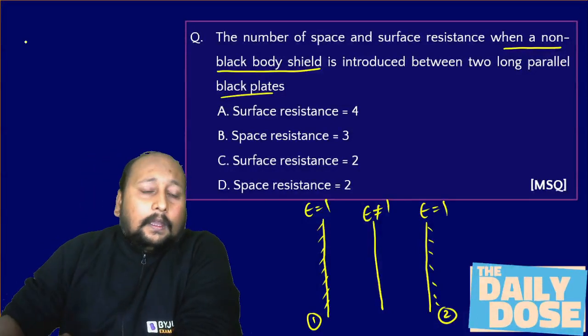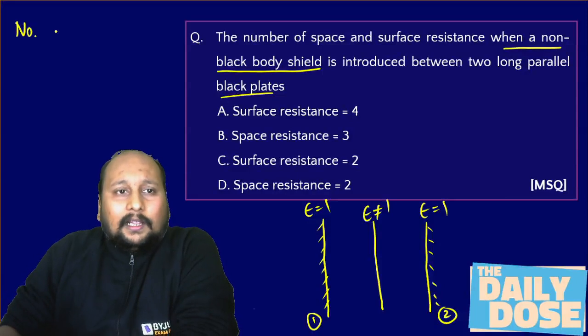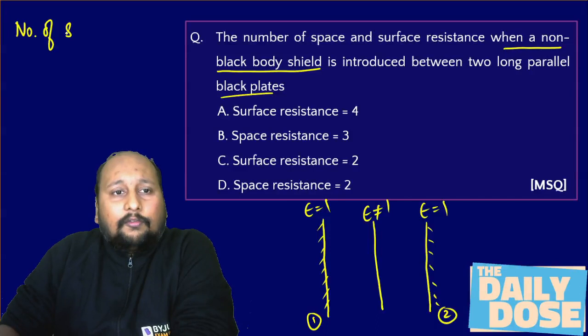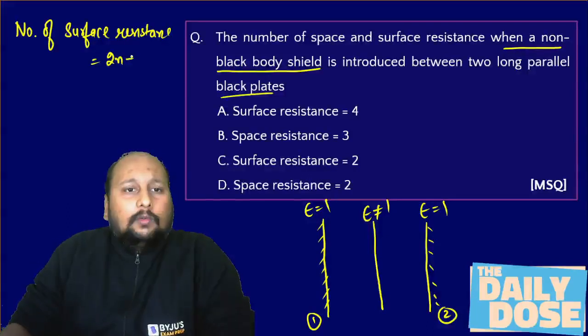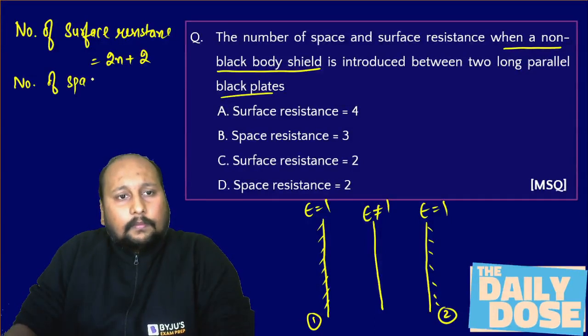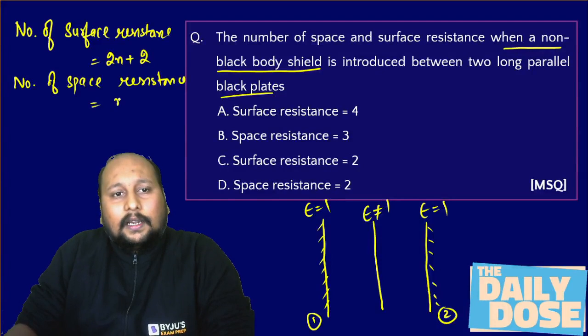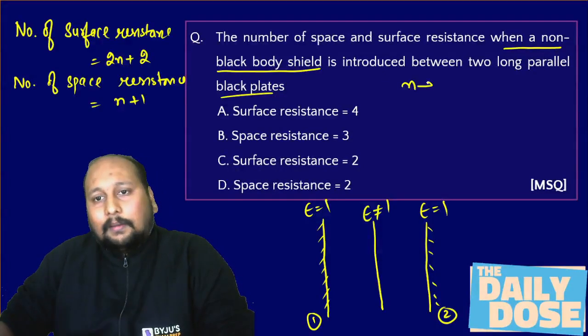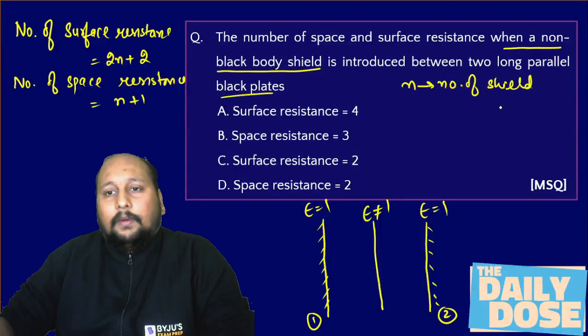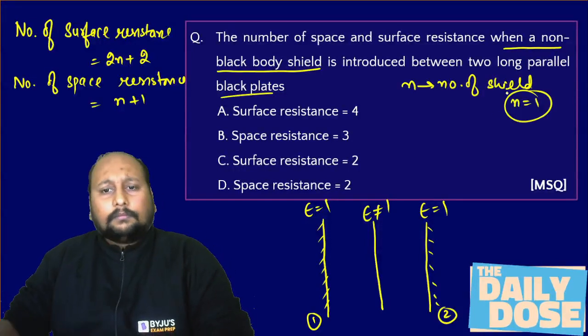particular arrangement? Now, whenever we are reading this type of question, at the back of the mind, we have a direct, straight shortcut formulation, that is number of surface resistance is equal to 2n plus 2, right? And number of space resistance is equal to n plus 1. This is the formulation that we get at the back of the mind, where n is definitely the number of shields. In this problem, your n is equal to 1 because we have one shield.